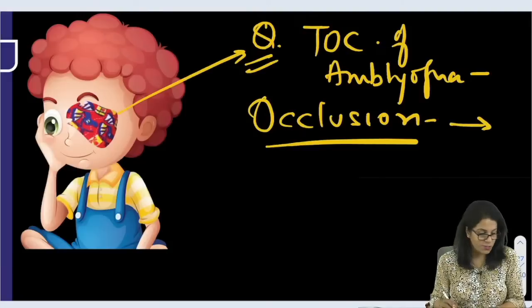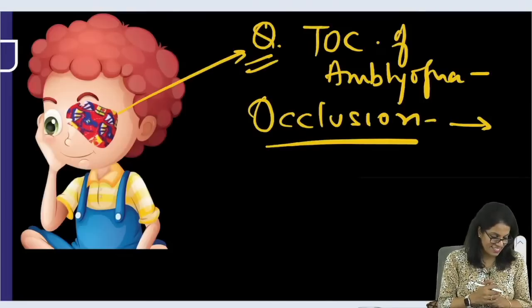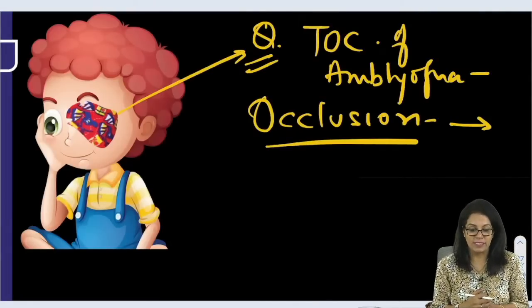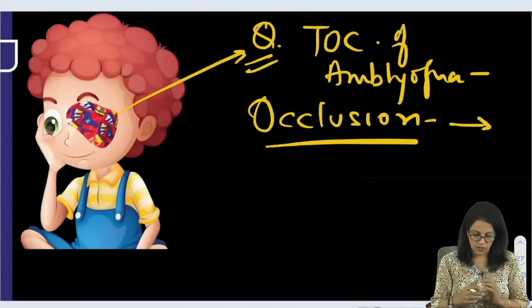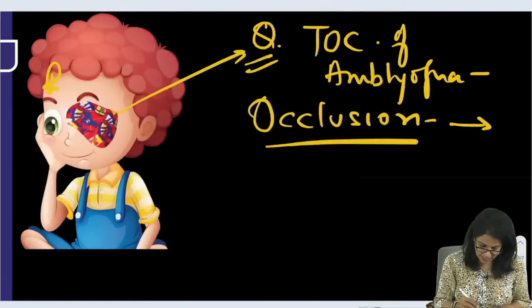Quickly answer me. Occlusion of which eye? Quickly tell me. Which eye? Patching is okay, Dr. Prasad. Which eye should be patched? In this child, which is his amblyopic eye? Come on, answer this. This is his right eye and this is his left eye. My question is, which eye is amblyopic?